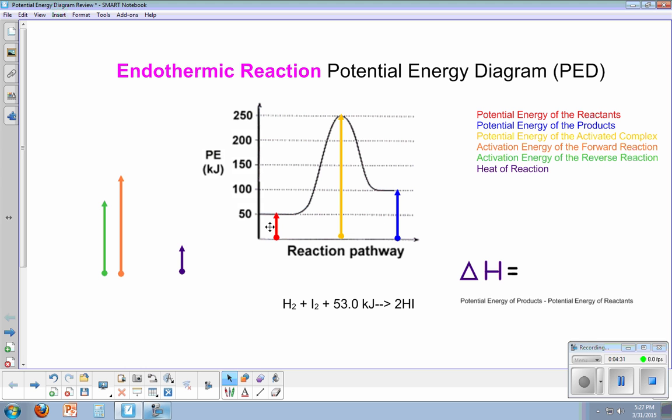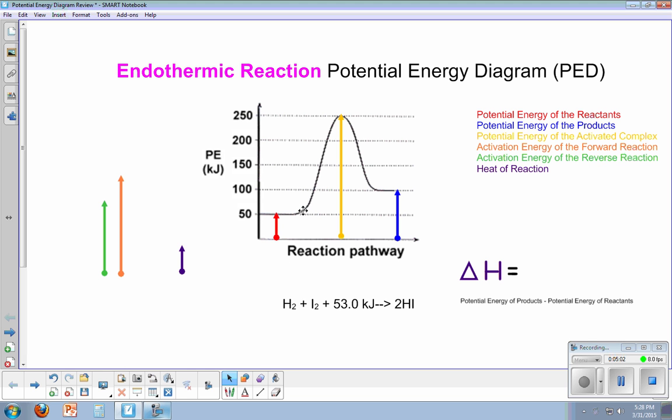Notice how all of these arrows touch the very bottom, or 0, of my graph here. The 0 would be saying 0 kilojoules, 50 for my reactants, 250 for my activated complex, and 100 stored in my products. Now, there's 3 other lines. These next lines are going to show us what happened during the course of this reaction, which again is H2 plus I2 gives me 2HI.